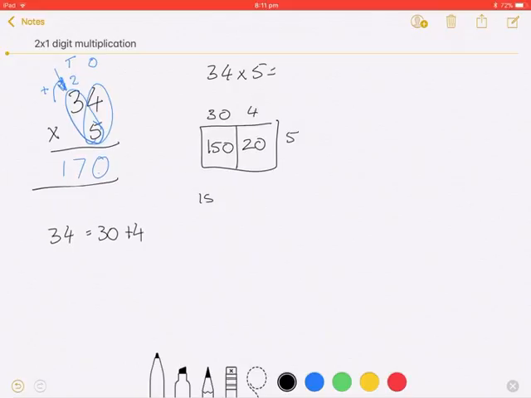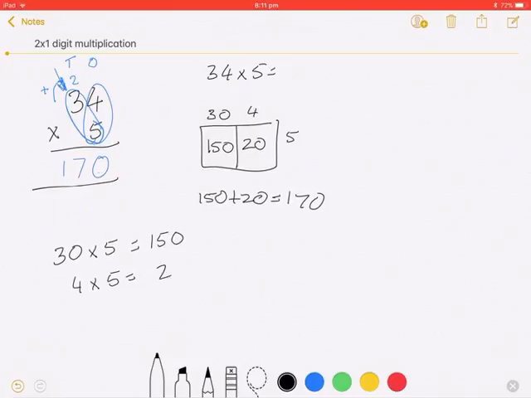150 plus 20 equals 170. Another way you could do it, let's see if we can use the partitioning that you guys have been using to solve the problem. So if I did 30 times 5, which is exactly what I've done in that box, then I could do 4 times 5, 150, 20, and add them up, 170.